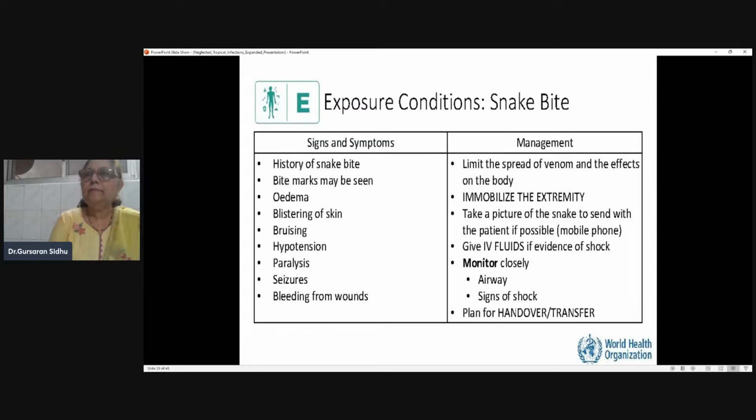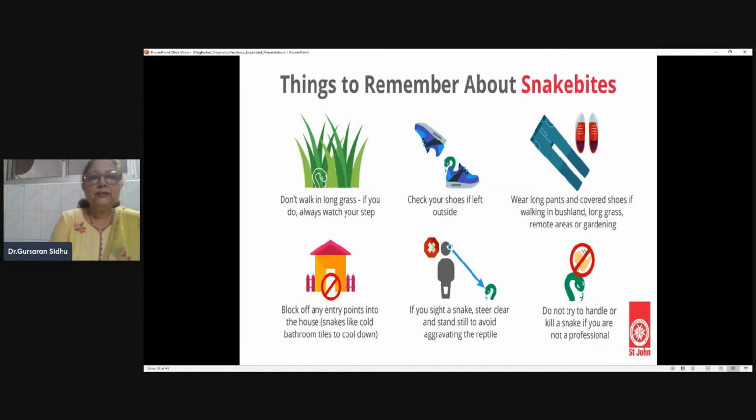So everything has to be by your side, and you have to be very observant and monitor the patient very, very closely. So this is the prevention which we need to do. Don't walk on the long grasses, wear your shoes, beware.